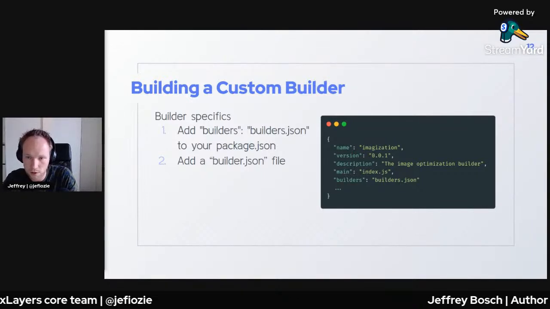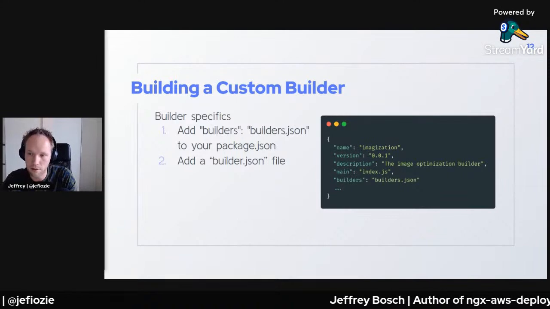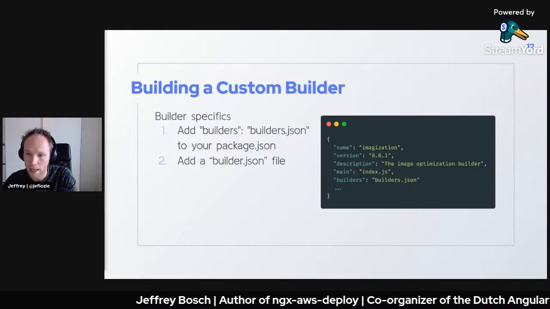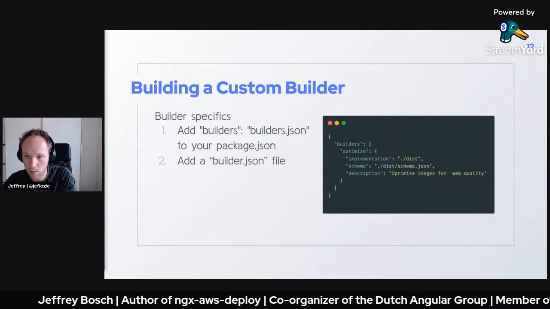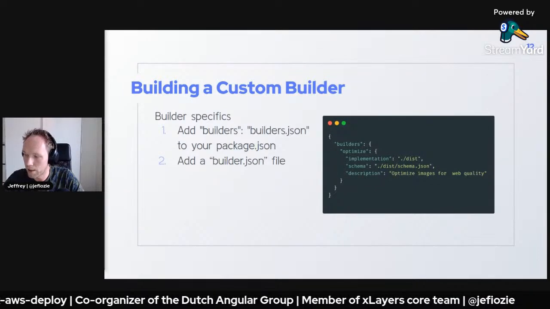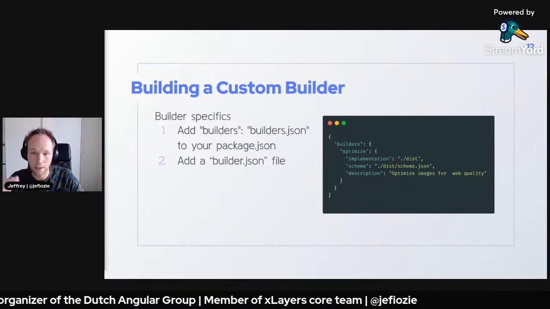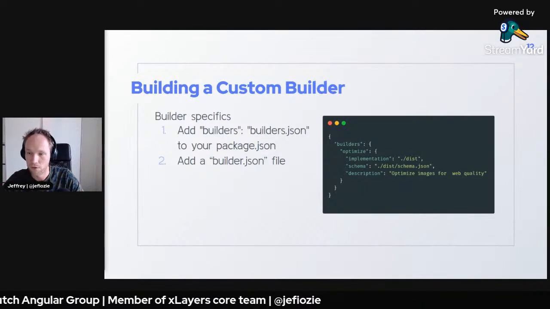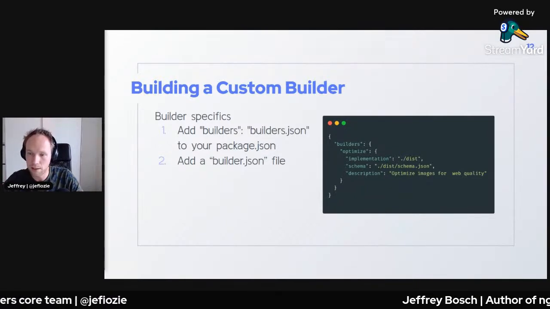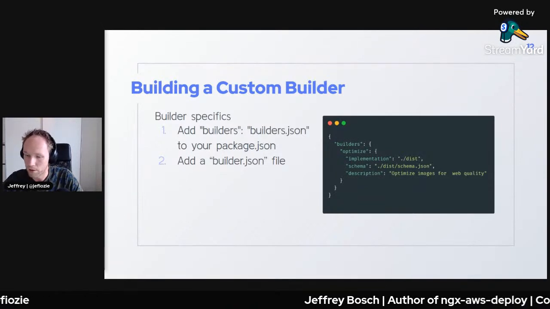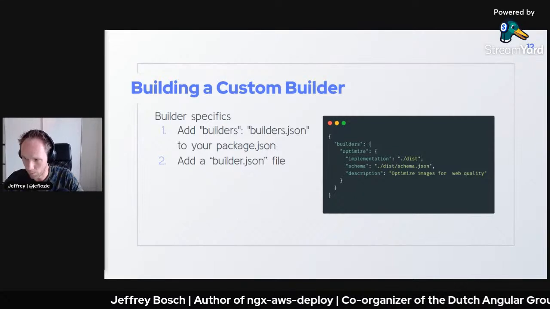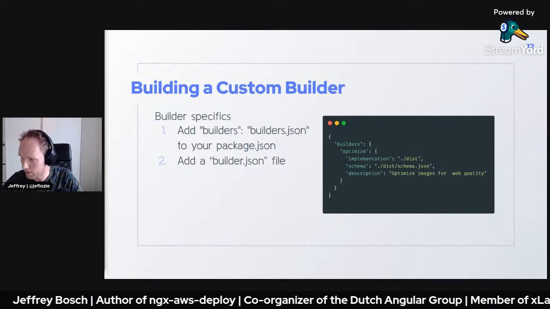You can also put it somewhere else, it doesn't matter. But for this example, I just said the builders.json is in the root. And when we add the builders.json, we need to add something there. That's basically a property called builders, where you can say, I've got a couple of builders in this package. For this example, I just made one, and you give it a key. This key is the name of my builder, and in my case, that's optimized. Why it's optimized, you will see in a bit.